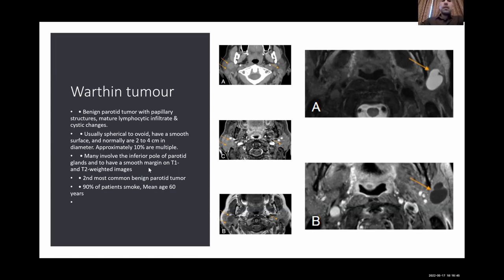It can involve the inferior wall of the parotid gland, with smooth margin, and in T1 and T2, it is the most common benign parotid tumor. 90% of the patients smoke, and the mean age is 60 years.